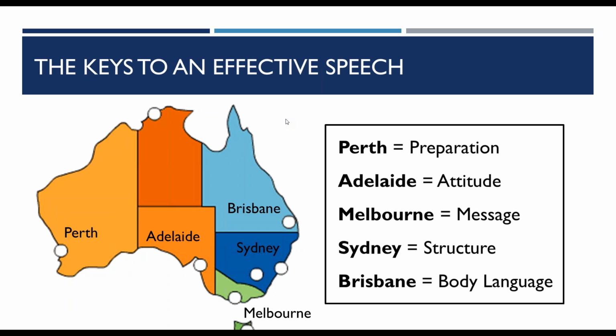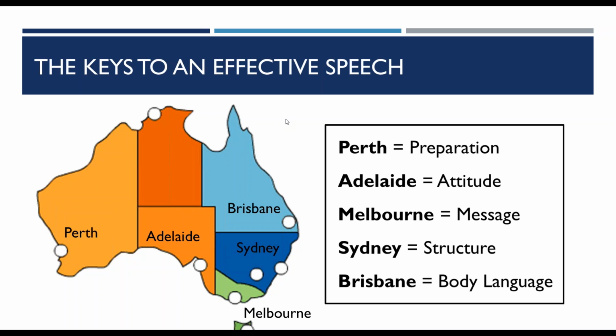The first one is you need to do your preparation. P for Perth, P for preparation. What do I mean by preparation? If you've been to my workshops, you know I spend about 20 minutes on preparation. Know your audience, know your venue, and know your topic so you can plug and play.